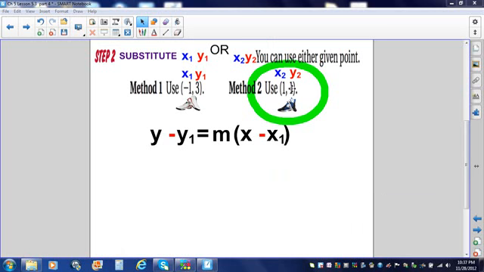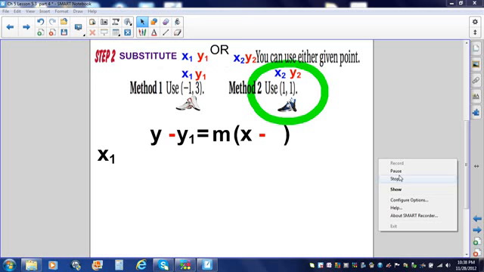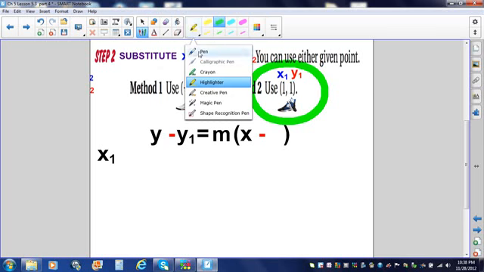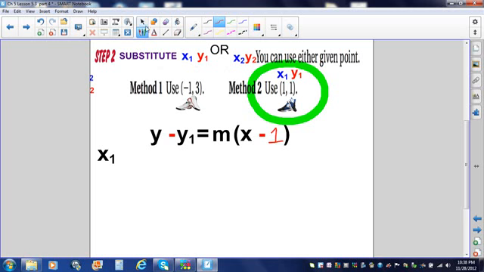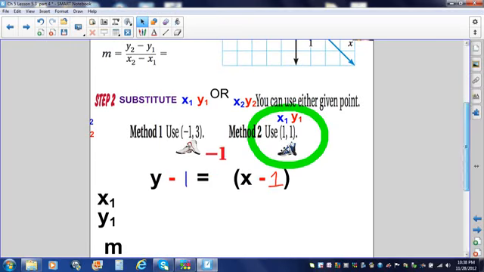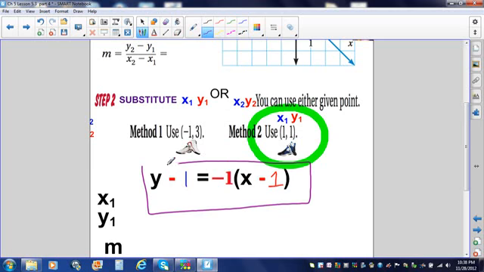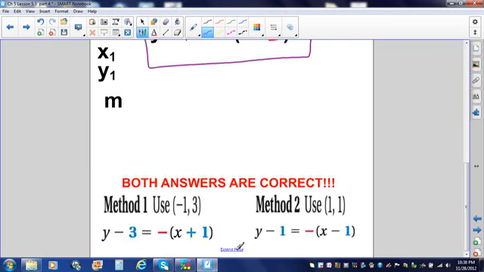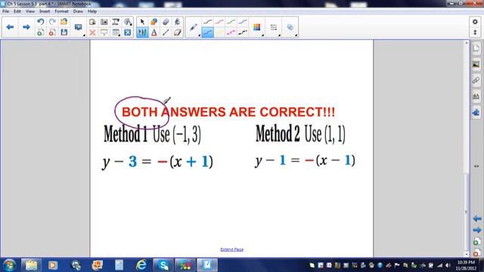If you choose the second ordered pair, take out x1 and put in 1. Take out y1, put in 1. Take out your slope, we said was -1. I do not have any negatives that are 2 in a row that I need to change. So if you chose the second ordered pair, this would be your answer for point slope form. So when you do a problem like this, both answers are correct. Both answers are correct.